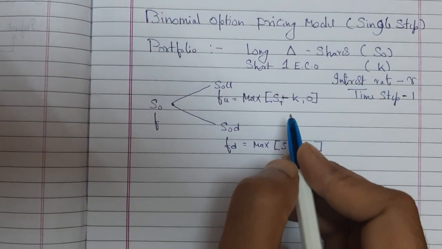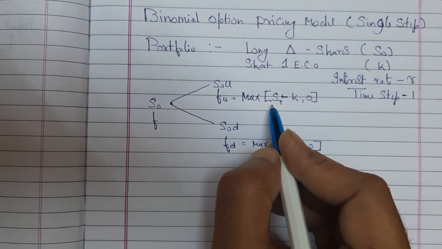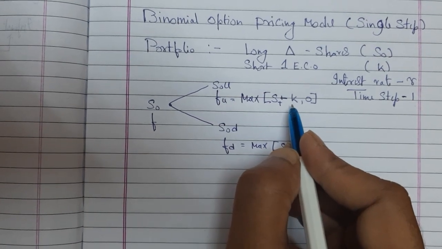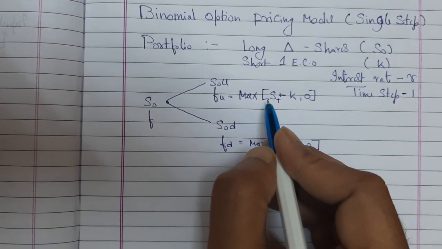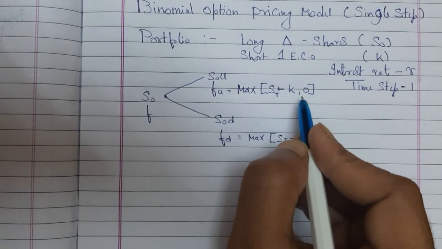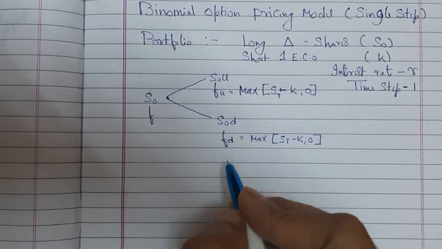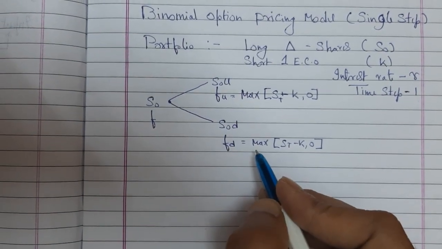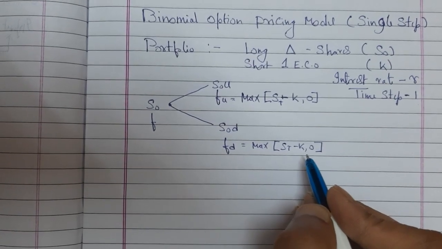Therefore, if the price of the stock on the date of maturity is less than K, the call option will not be exercised. Hence, the value of the call option will be 0. On the same line, the value of FD will also be equal to the maximum of ST minus K or 0.